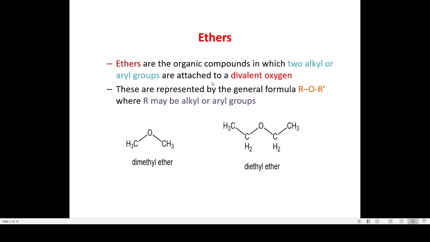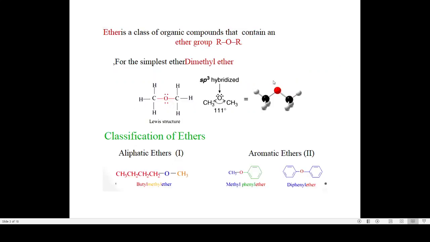So, the ethers are the organic compounds where we have two alkyl or aryl groups attached to a divalent oxygen. And the ether, as said, is a class of organic compounds which contain the ether group, and the ether group can be represented as ROR.